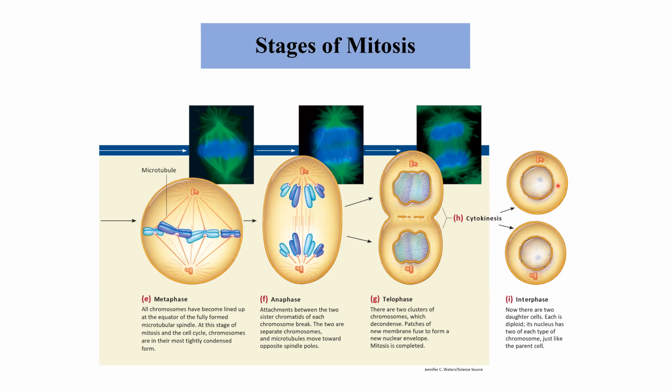Each is a diploid. Its nucleus has two of each type of chromosome, just like the parent cell. And now it could go on to interphase again, if it wanted to. It could go on to interphase, or it could go to the pit stop spot that we talked about, that quiescent G0 phase.